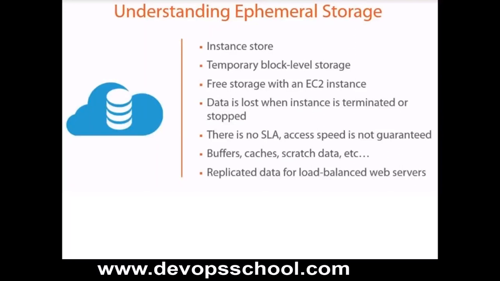Okay, so this ephemeral storage is a temporary block storage. It is free storage which you get with each EC2 instance. Remember, you have got 30 GB of storage with each of these EC2 instances, so that is basically free. In this case, data is lost when the instance is terminated. As you remember, we terminated the EC2 instance and we lost everything. From the AWS perspective, there is no SLA actually. Even if you lose any data, AWS is not giving any guarantee over that data. So basically, it's best practice to use the EBS system.